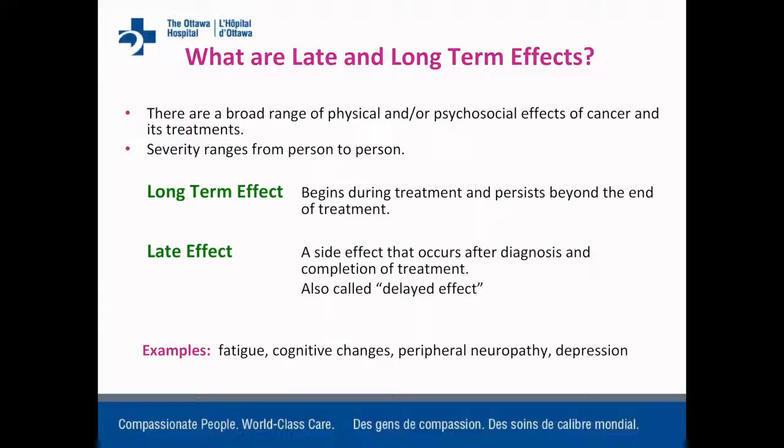A long-term effect, what does that mean? Well, just that. It's a side effect that occurs during treatment, and then once the treatment ends, the side effect lingers or persists beyond the end of treatment. For example, a side effect might be peripheral neuropathy. The treatment ends, but the neuropathy may continue for a period of time.